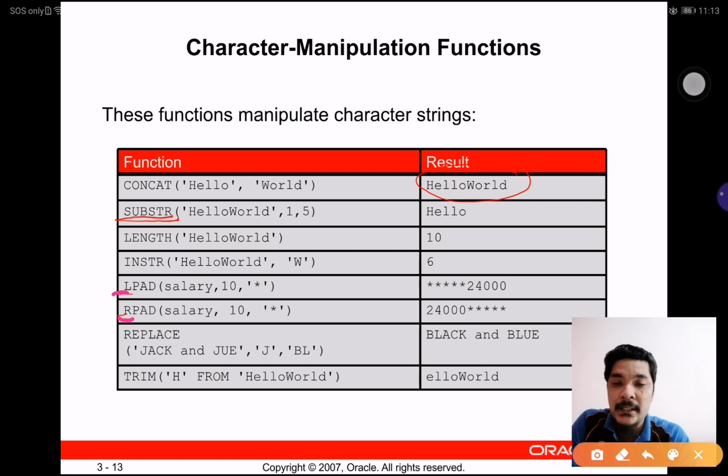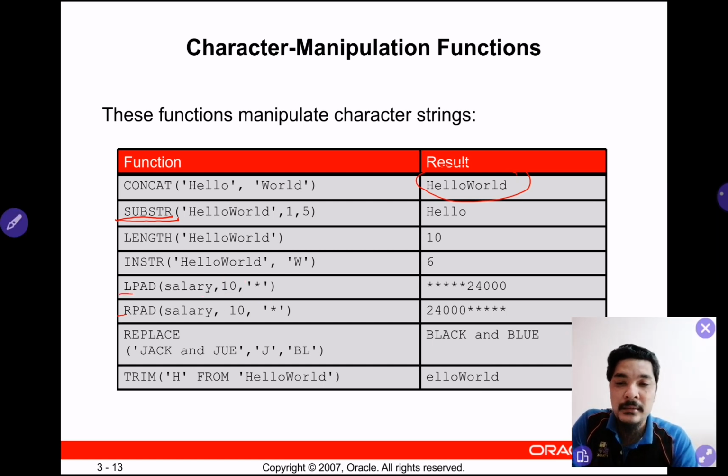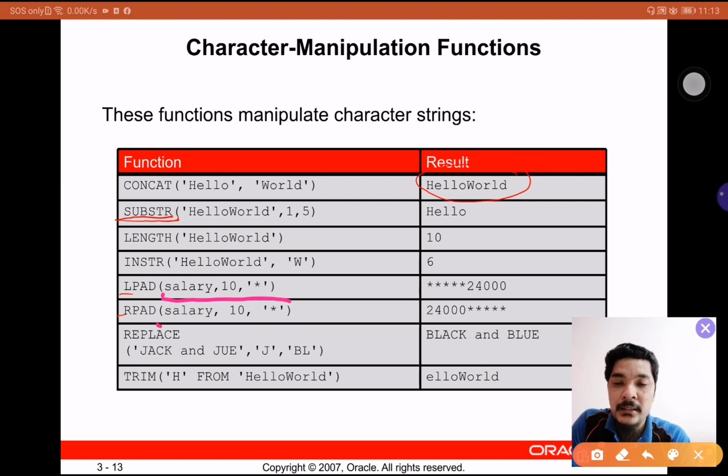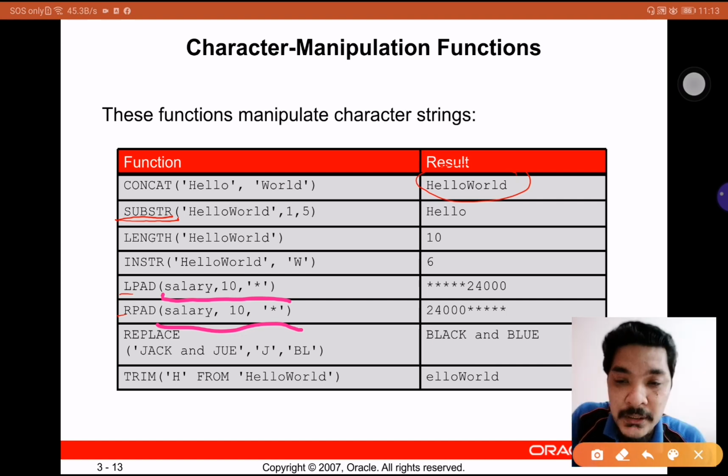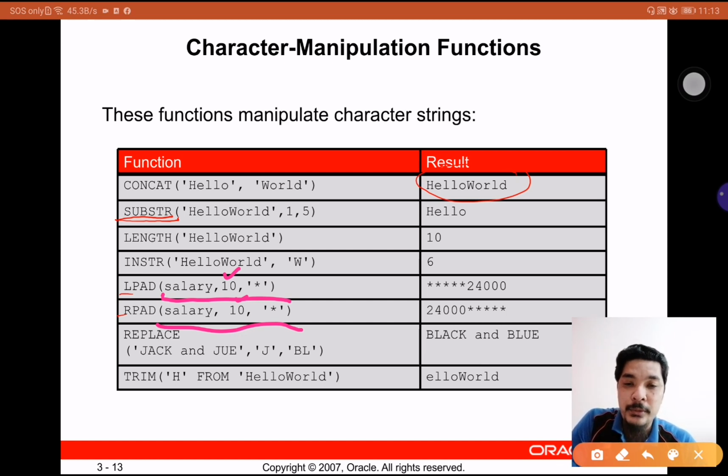If let's say we put here salary, 10 and star. Salary, 10 and star. So meaning that if this SQL wants to display the output of this salary, it will reserve 10 characters here. If we put 10, it will reserve 10 characters. So in this output, if we count 1, 2, 3, 4, 5, 6, 7, 8, 9, 10, it will reserve 10 characters for the display, for the output.